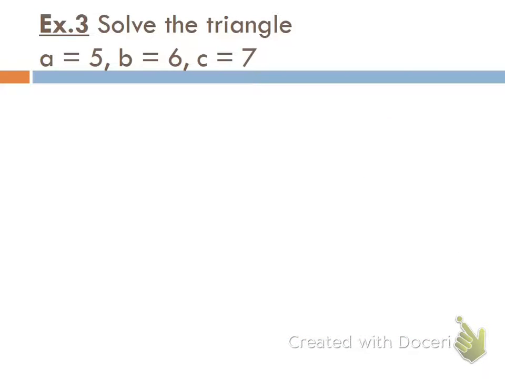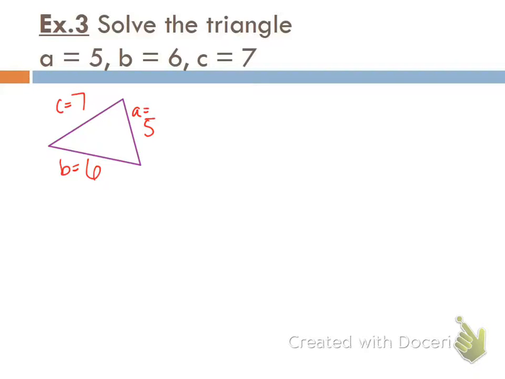We are solving the triangle, which means we're trying to find any information we don't know. In this case, that would be all three angles. So we draw a generic triangle. I actually don't really care what your triangle looks like. I care more about how you label it. So if side C is 7, B is 6, A is 5, it might even help to put A equals, B equals, C equals next to them.